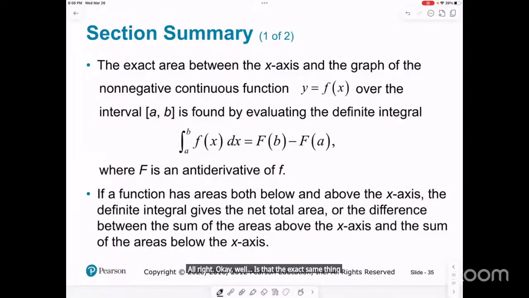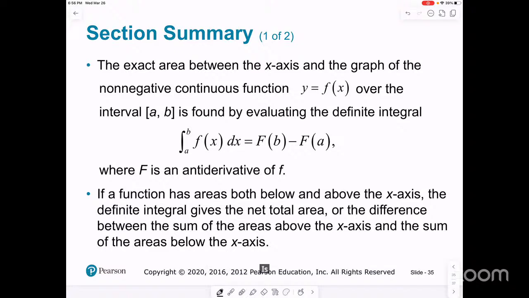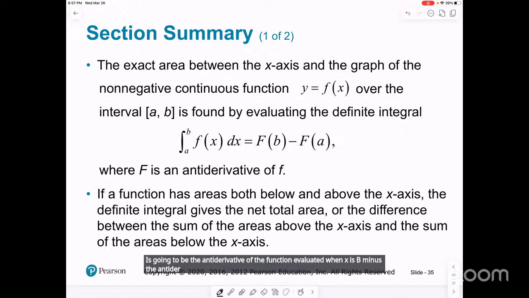Let's take a moment to go through the summary and we'll close out and call it a day. So the exact area between x and the graph of the non-negative continuous function over the closed interval is found by evaluating the definite integral as x goes from a to b of f of x dx. It is going to be the antiderivative of the function evaluated when x is at b minus the antiderivative of the function when x is a, where F is the antiderivative of f.